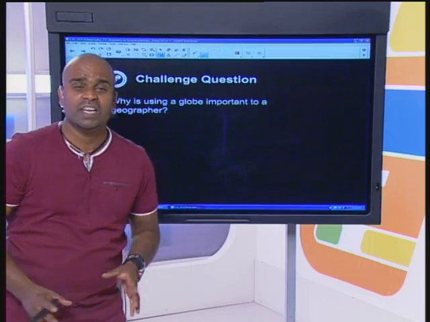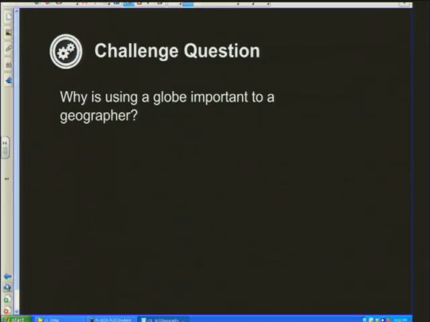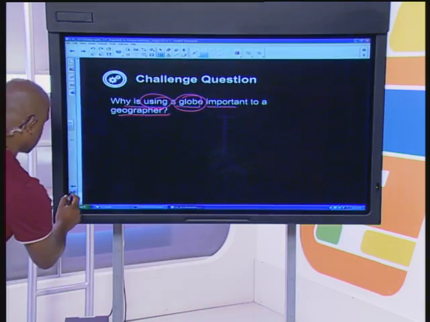Today's challenge question culminates in the past few lessons that we've done, and I want you to answer the following question. Why is using a globe important to a geographer? A globe, just like a topographical map, is a tool which is used by geographers. But why is it important for a geographer to use a globe in everyday understandings of maps? This is your challenge question, guys, and we will answer it at the end of the show. Let's get straight into it and look at cross sections.